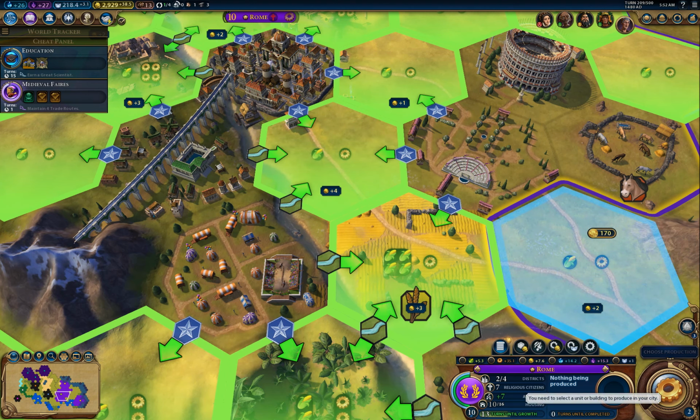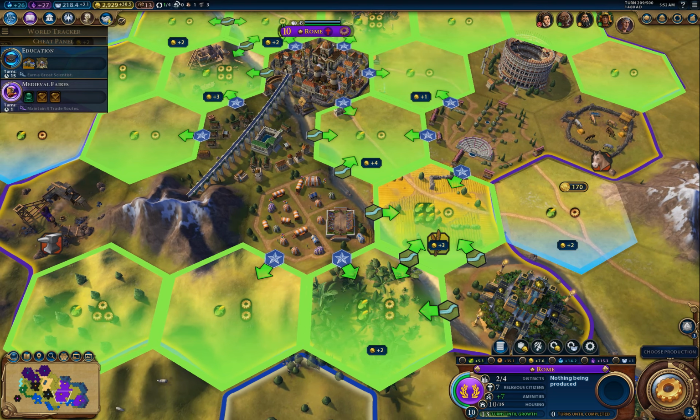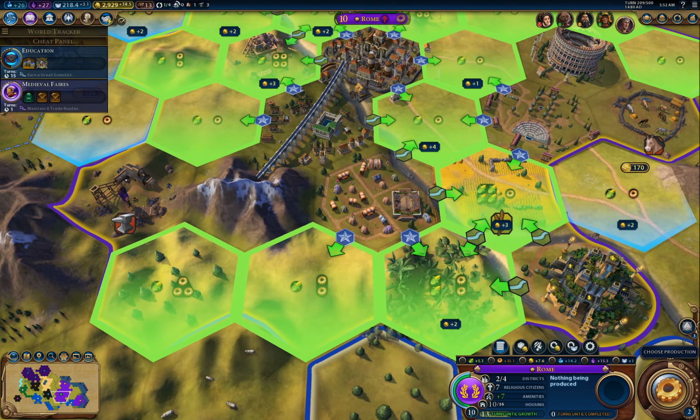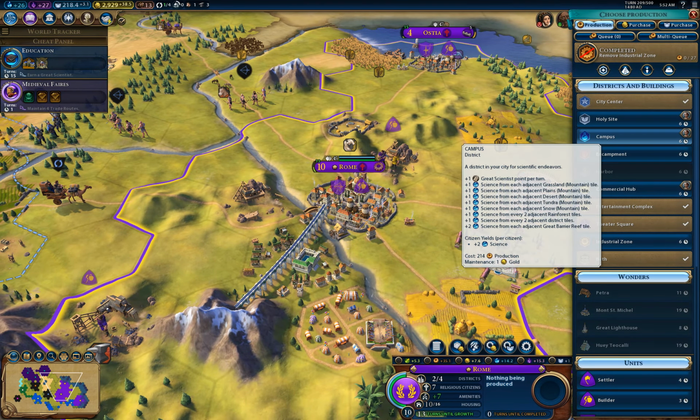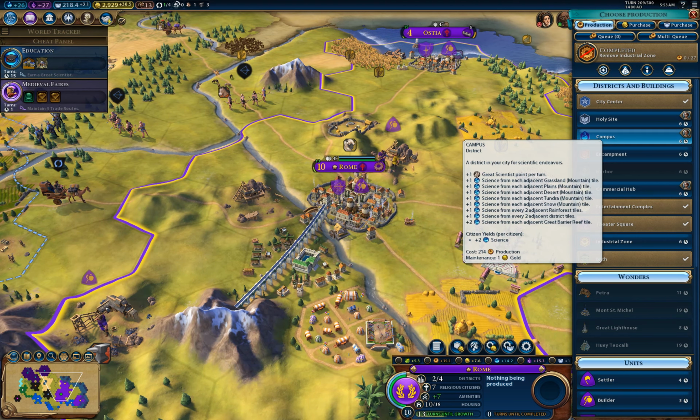So that's what I wanted to show you. Now, again, you might say, okay, I'm going to build my campus here, but you're not going to get that bonus, but maybe somewhere else we're going to get a better bonus for that campus. Maybe there's a better return on the buck. So let's hit the campus. And again, this is how you can see. We get +2 for each Great Barrier Reef tile. Well, I don't know where that is right now. But we do get +1 for mountain tiles. Look at that.